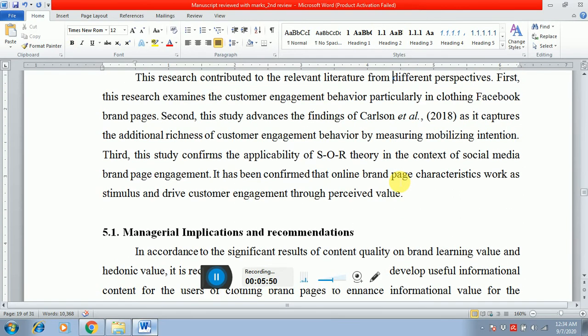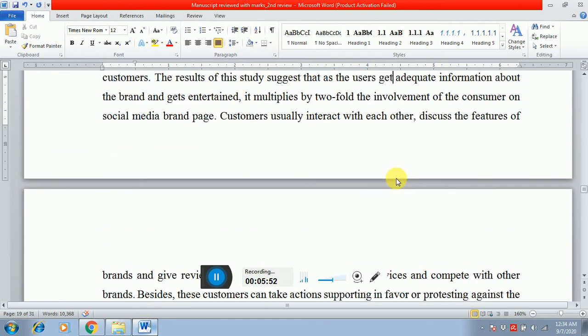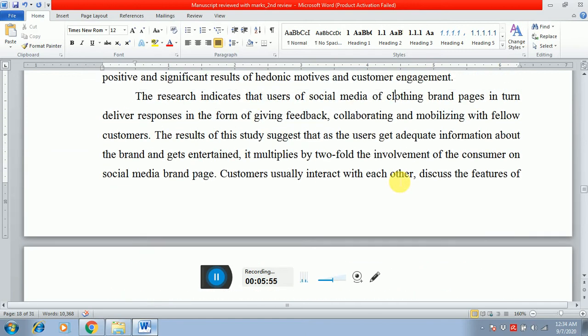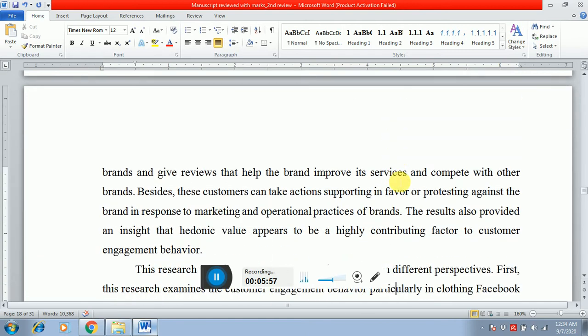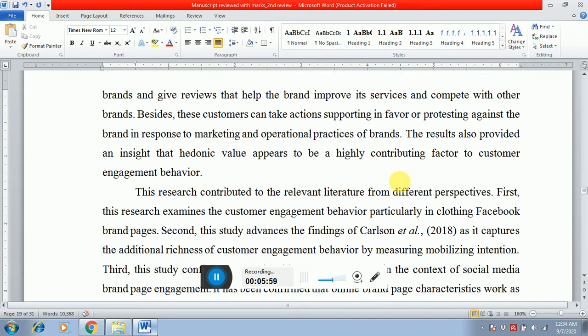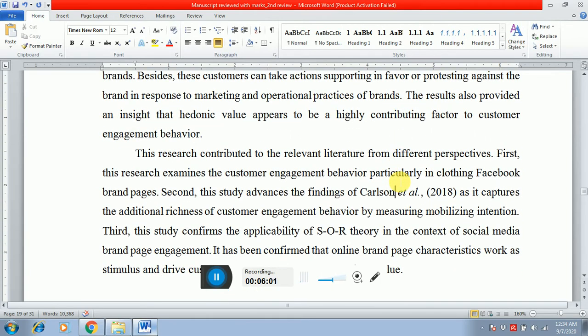One more thing you have to discuss in the conclusion section is the contribution of your research. You can see that in the last paragraph of this study, it is stated that this research contributed to the relevant literature from different perspectives. First, this research examines customer engagement behavior, particularly on Facebook brand pages.